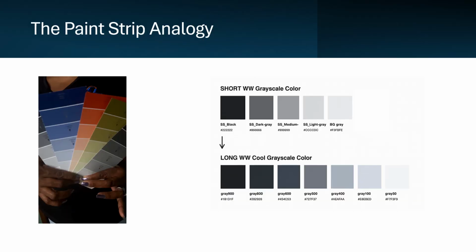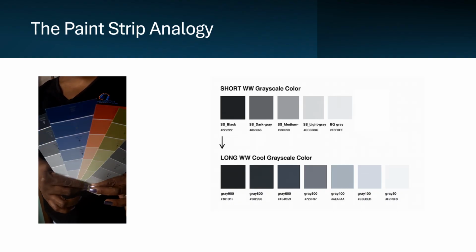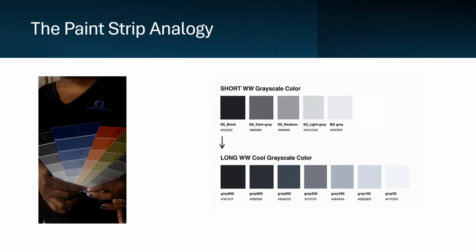Have you ever gone to the hardware store to pick out paint and seen those long paint color strips? Each one showing different shades of color, as seen here, from dark to light. Think of window width as the length of that strip: how many shades of gray you allow to be shown.